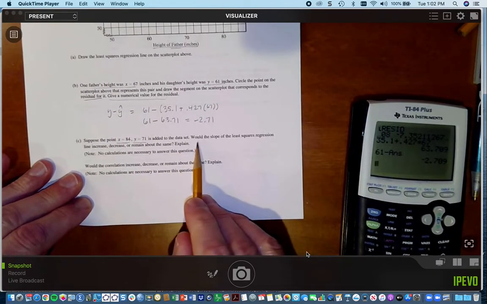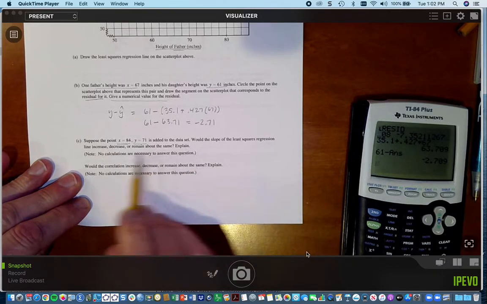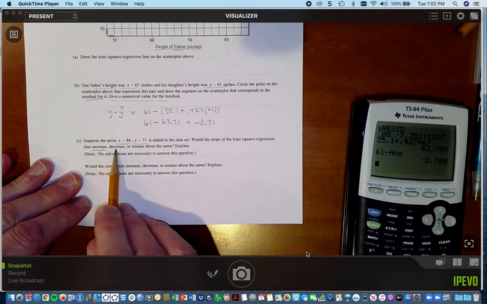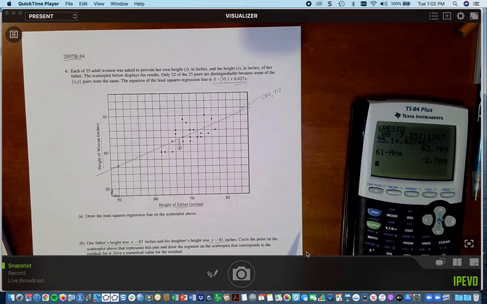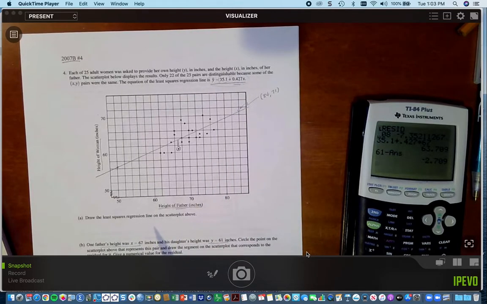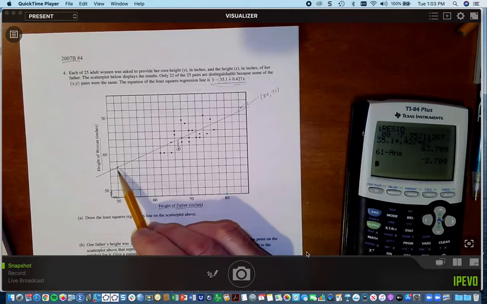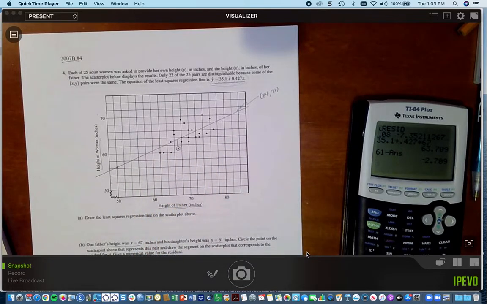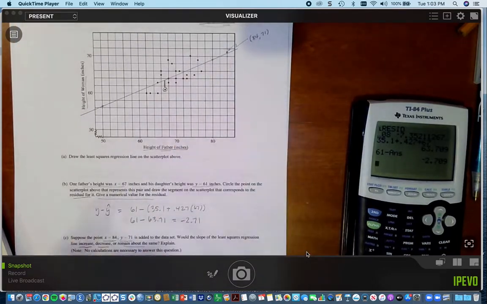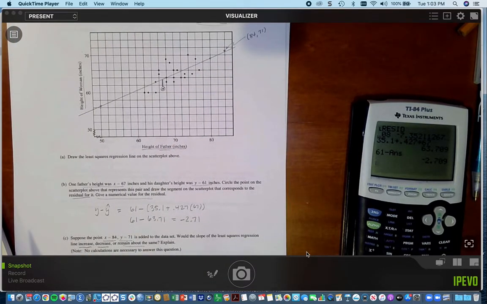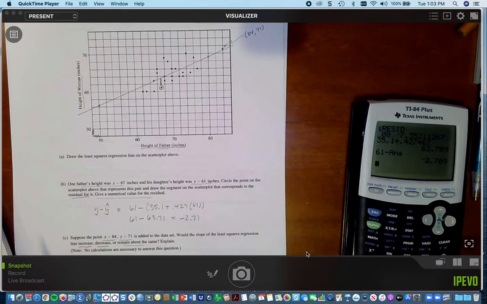All right, and then it says, if that point is added to the data set, would the slope of the least squares regression line increase, decrease, or stay about the same? Now, you've got to think about what's going to happen if I add that point to the data set. It seems to me that this line is not going to change much, because that point is really close to the line. So I'm going to say the slope stays about the same.